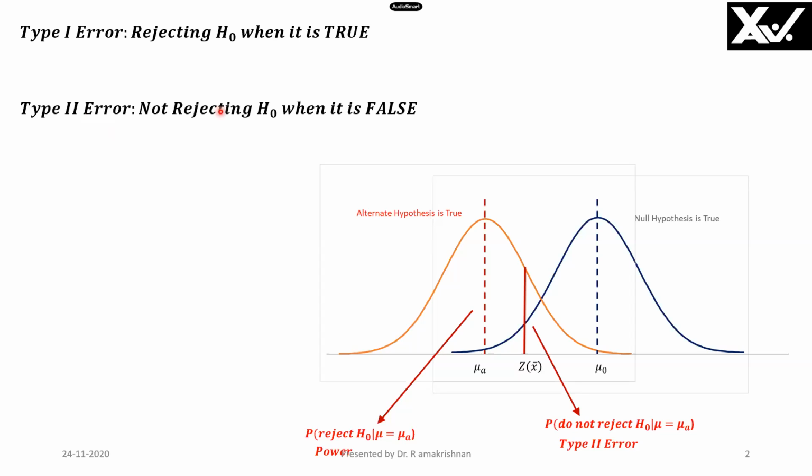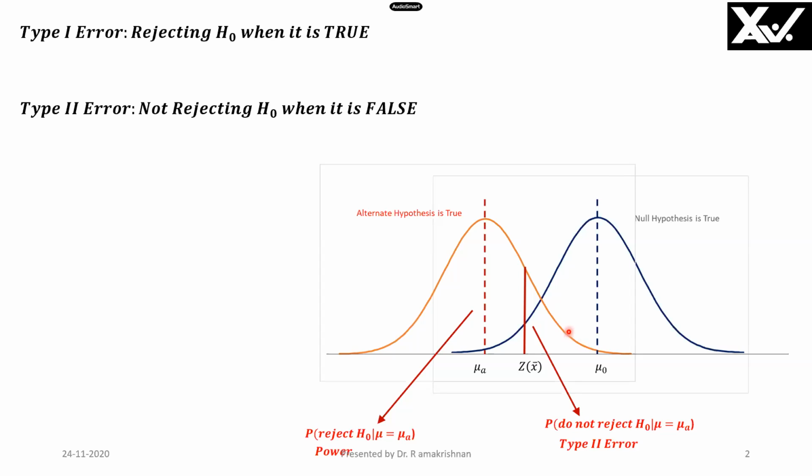Now, what is type 2 error? Not rejecting the null hypothesis when it is false. Please note, what we are doing is when the variable value is above this critical value and falling in this region to the right of this critical line, we are saying that the null hypothesis is correct, right? We are not rejecting the null hypothesis.